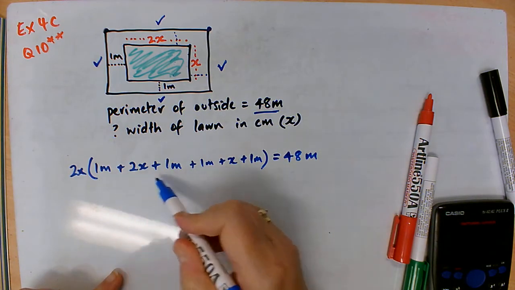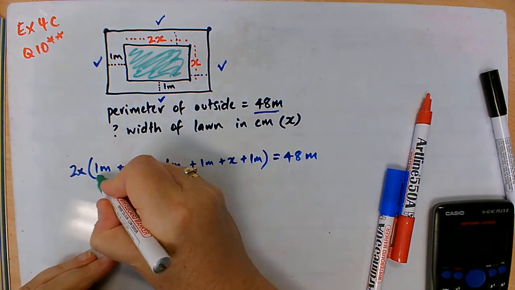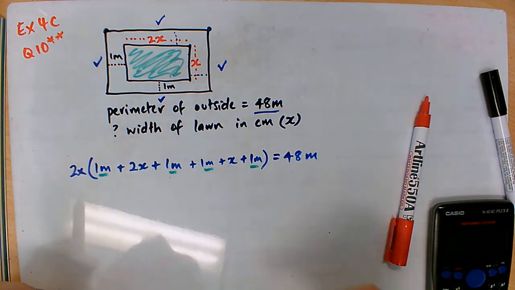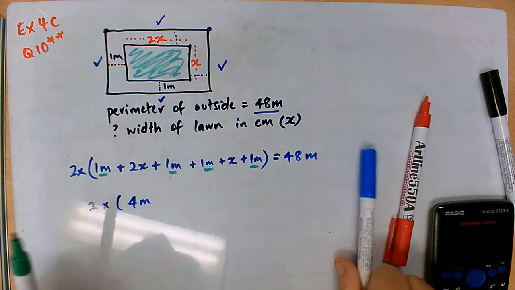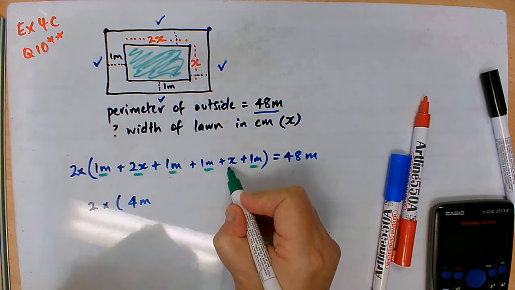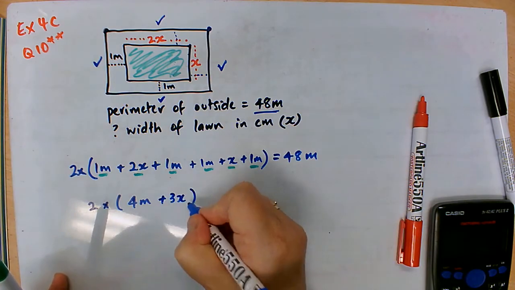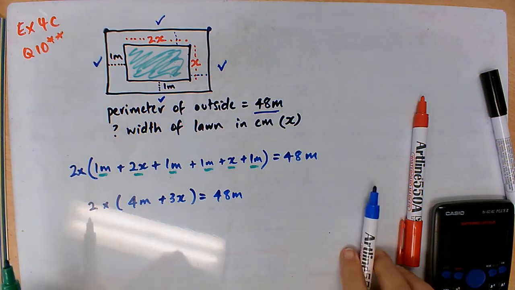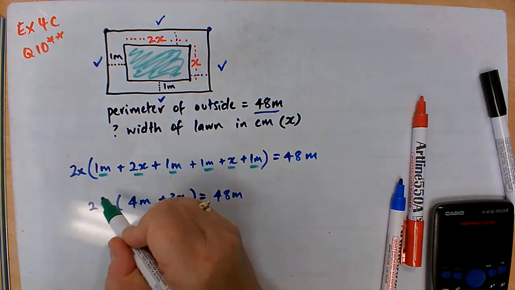So now let's collect our like terms in here. What have I got? I've got 1 metre, 2 metre, 3 metre, 4 metre. So I've still got 2 times everything. I've got 4 metres. I've got 2x plus another x. So I've got plus 3x equals 48 metres. Okay, so now I can use my distributive law and I can expand these brackets.